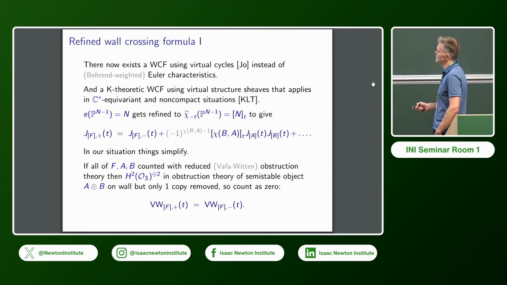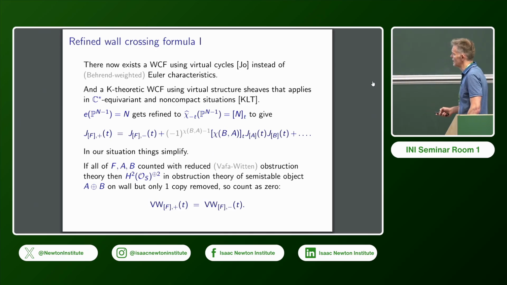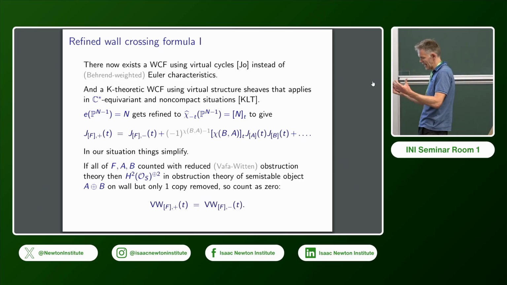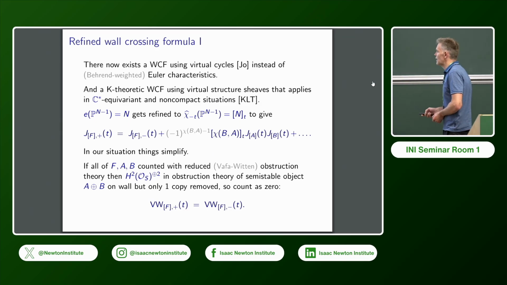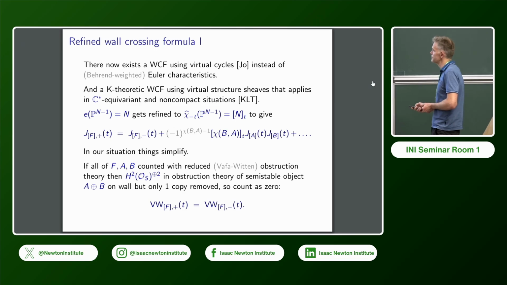Sorry, E became F. I'm not sure how. This is E or F and A and B. If they're all counted, instead of counting them with their full obstruction theory, with Ext's, we count with their reduced obstruction theory, where we reduce this translation and its dual.